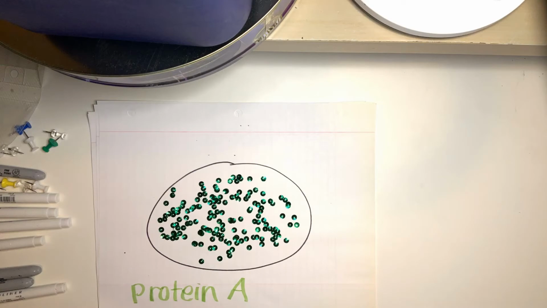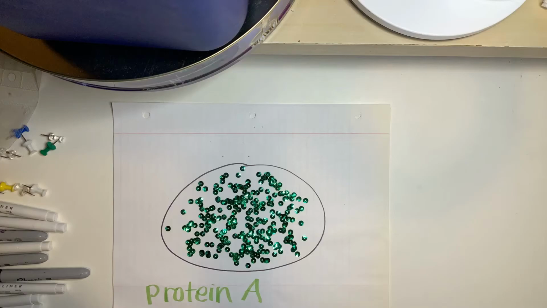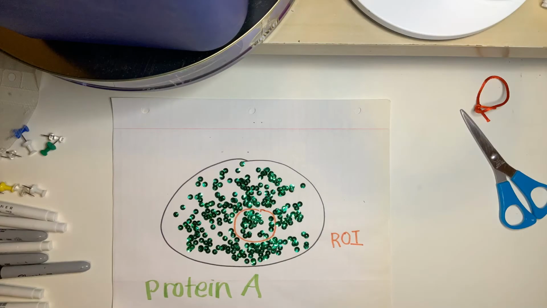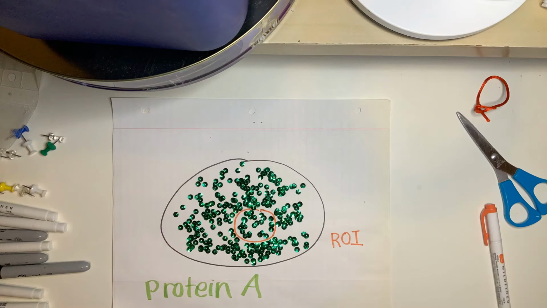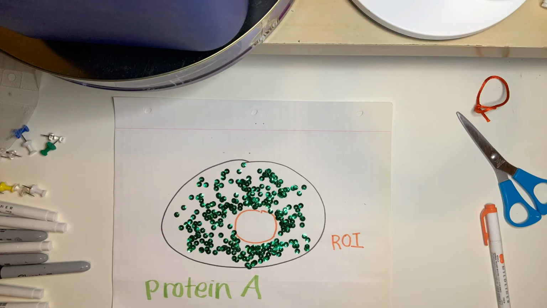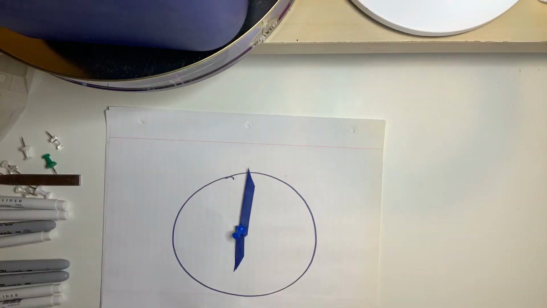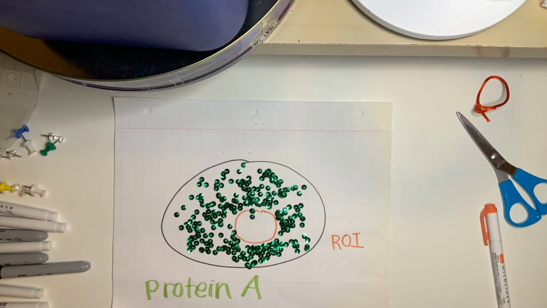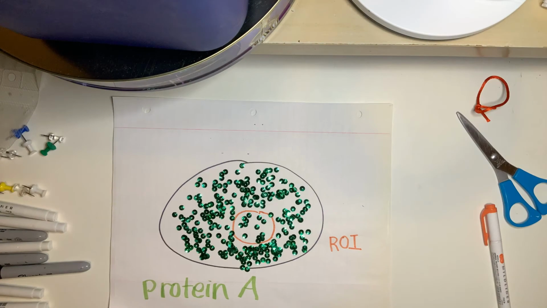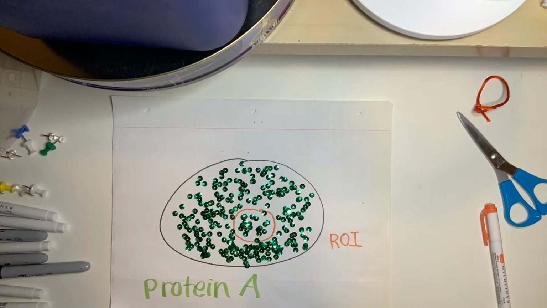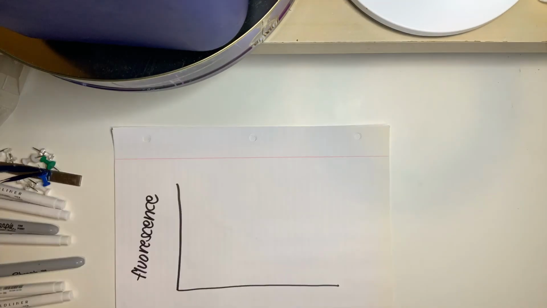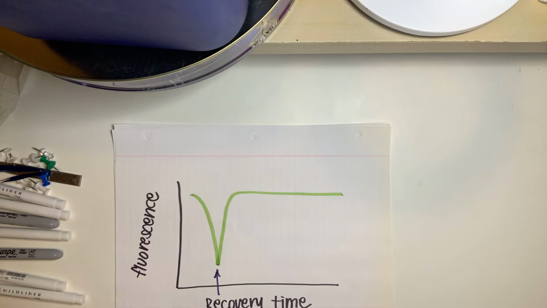Here's our membrane protein A visualized with GFP. So we'll pick an ROI, or region of interest, on our cell. Then we'll use a high-intensity light or laser on our region of interest. Then you'll observe your ROI over time to see how quickly other protein A moves into your bleached region. From that, you can conclude how mobile your protein is.